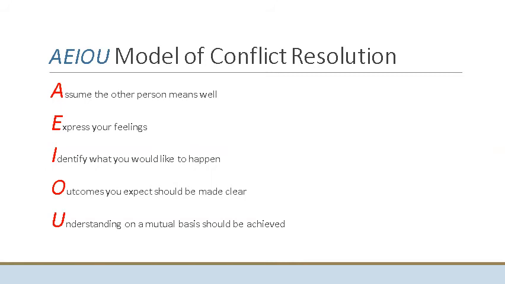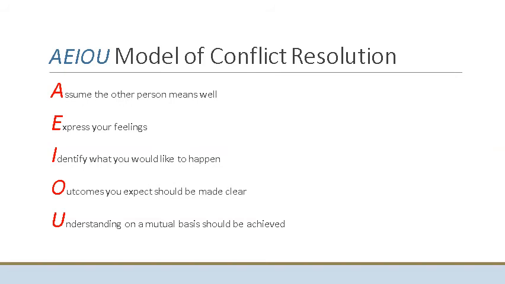And I think one way that we can do this better and enter conflict more productively is actually assume that the other person doesn't mean wrong. They actually mean well, but you got to clarify and work out some things. Second thing is E, for express your feelings. Next is I, identify what you would like to happen.